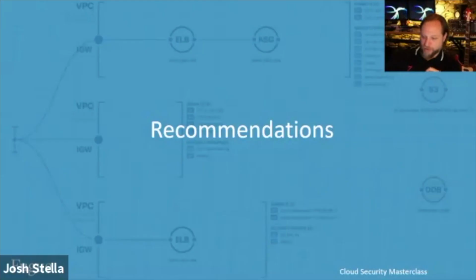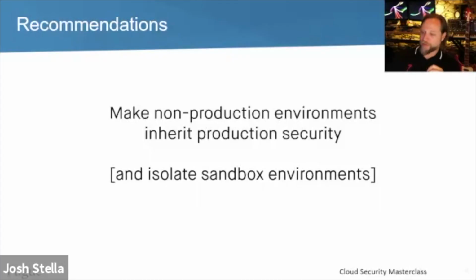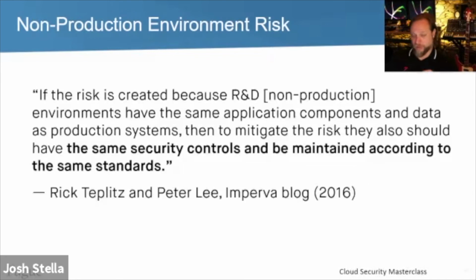So I've got to go through recommendations. I'll do this quickly. I've been making them all the way through. Make non-production environments inherit production security, and isolate the sandbox environments from a data provenance perspective. Only allow production data into those integration and test environments, and then secure those as hard as you do your production, and then give your developers a lot of freedom to experiment in sandboxes where you don't have production data.